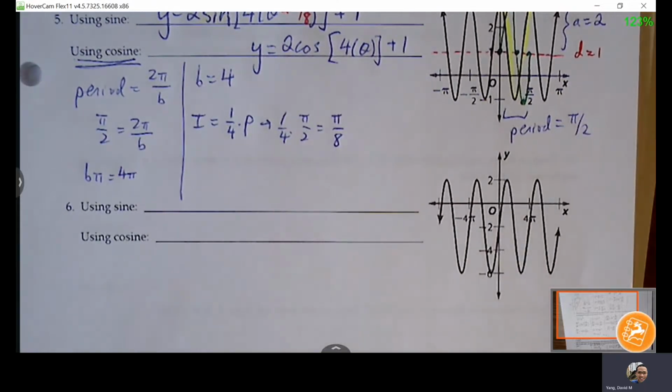Draw your midline. That's where your D value is. From the midline, you can measure to the top, the peak of the graph, to figure out your A value. See if you can identify what the period of this graph is, and then from there you can find your B value.